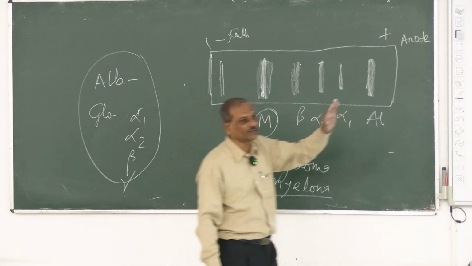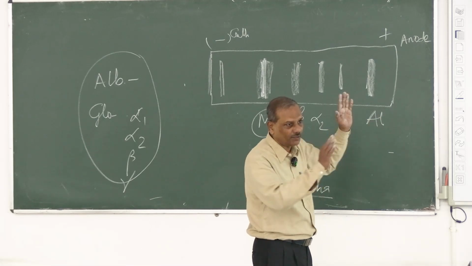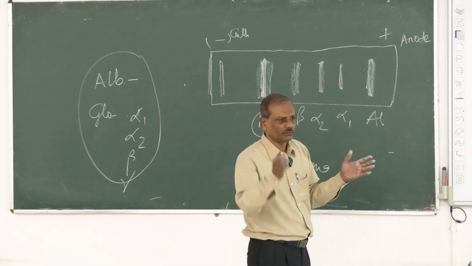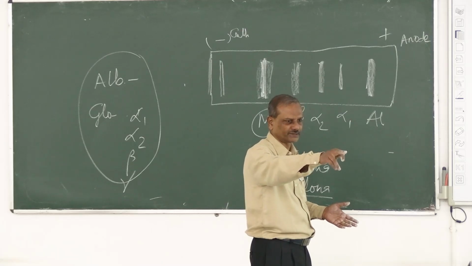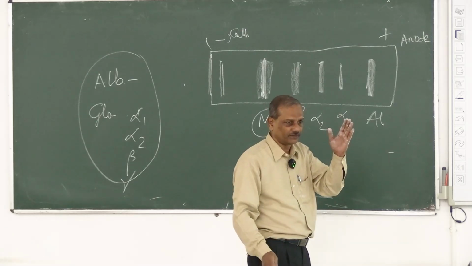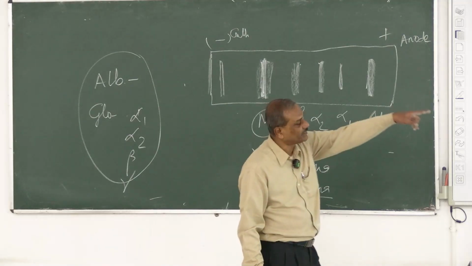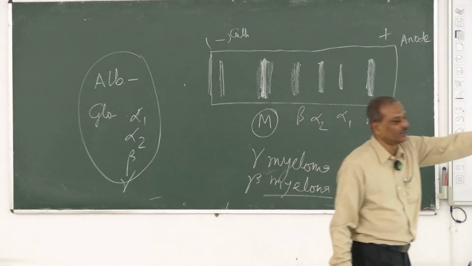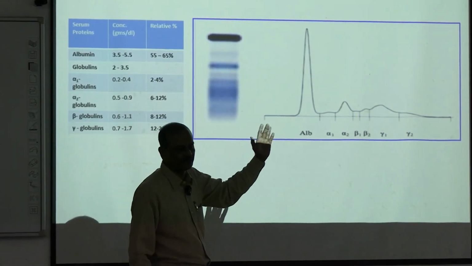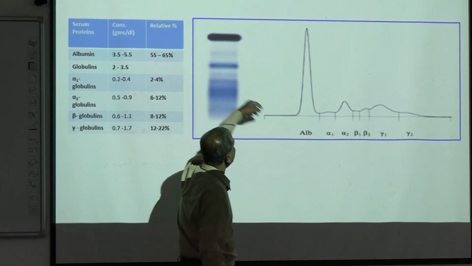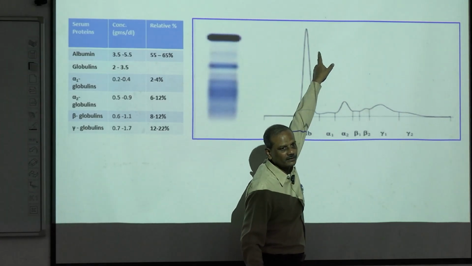Now if you want to measure how much is there, during your practical class you will be doing colorimetric exercise. There you will quantify the exact amount. Then for densitometric scanning, that is a graph. This graph is basically densitometric scanning. We use a scanner. What is the concentration here? You see the concentration is very high. That's why the peak is very high here.